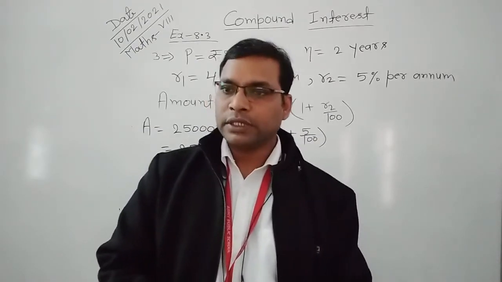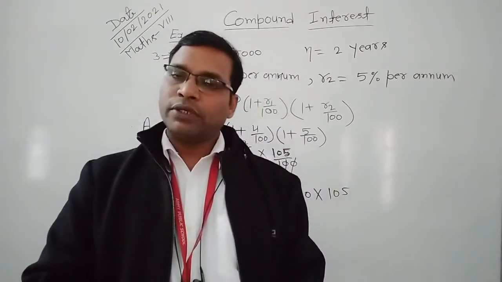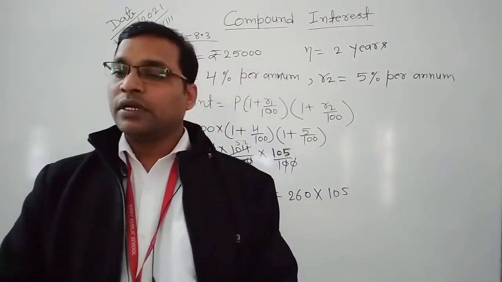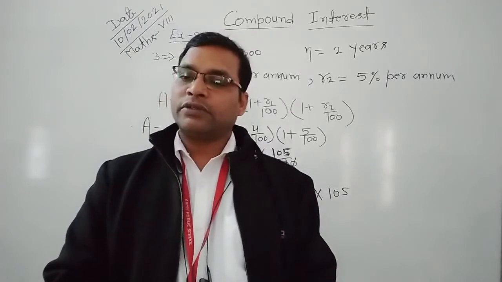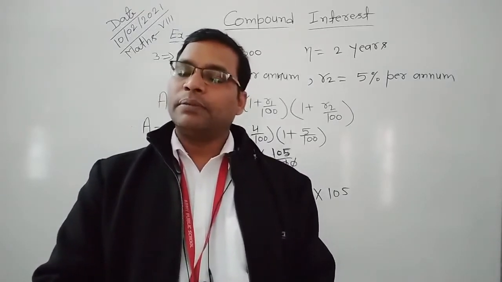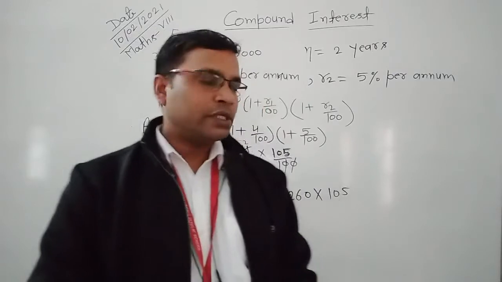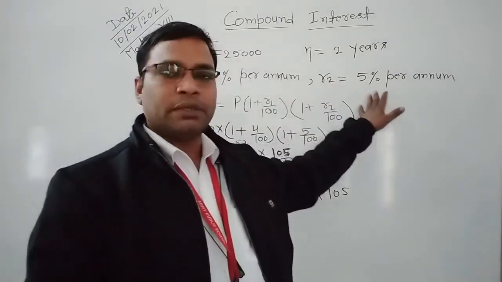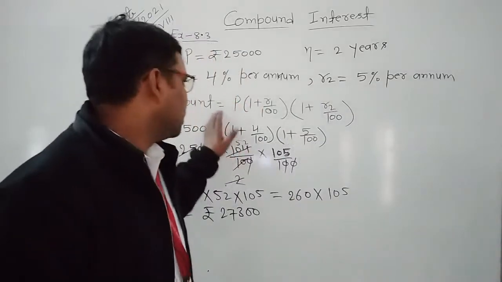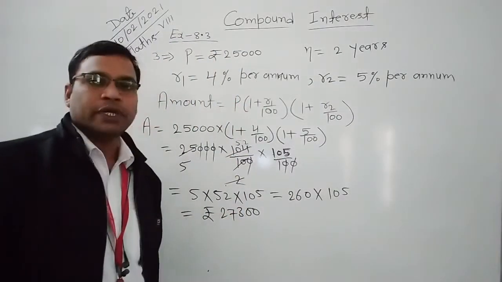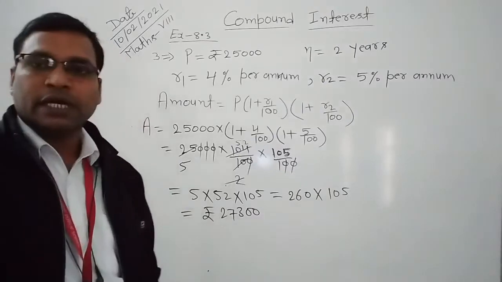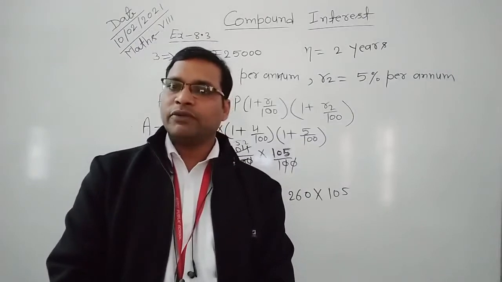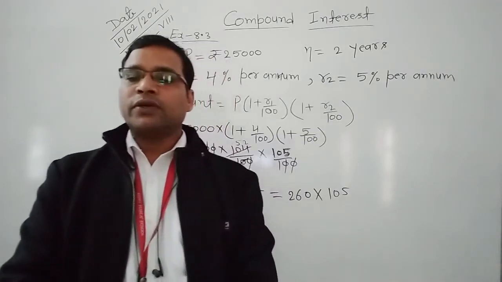In this question it is given that 25,000 rupees is the principal, time is 2 years, and the rates are successively 4% and 5%. So the rate for the first year is 4%, and the rate for the second year is 5% per annum. So you use this formula and simplify this, then we get 27,300 rupees. I hope, student, this is clear. All of you understood this question. Now we are going to discuss the next question.